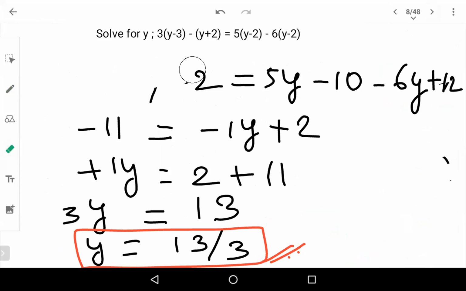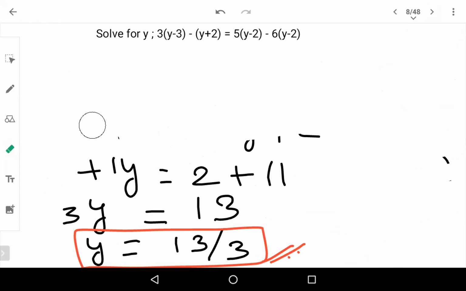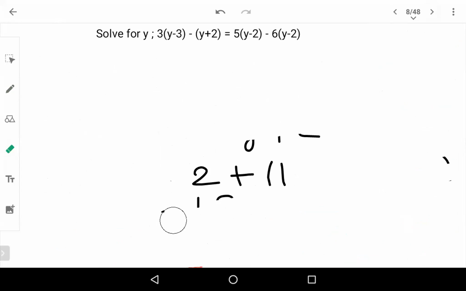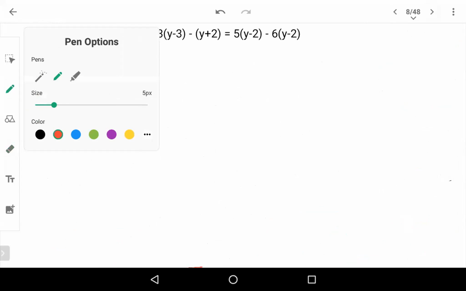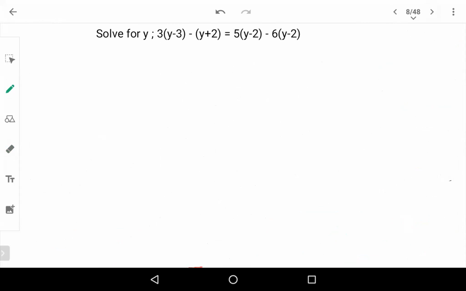Can we go and solve one more problem? One last problem shall we solve? Okay. Now this is the problem. Solve for y, where you have 3 into y minus 3 minus y plus 2 is equal to 5 into y minus 2 minus 6 into y minus 2. So let us take each of the expressions separately. Why are we doing it separately? That is for your better understanding. If you are able to do it directly, you can go on and solve it directly. Fine.